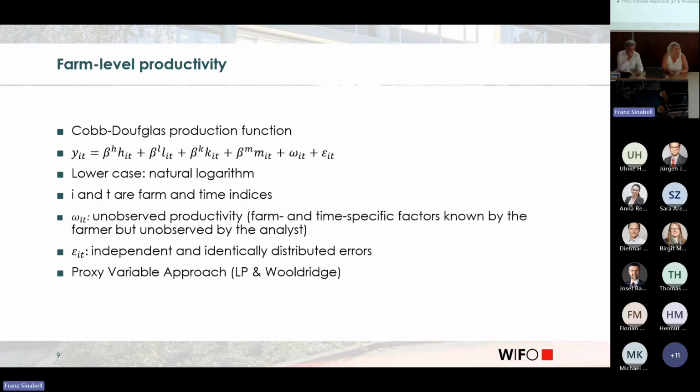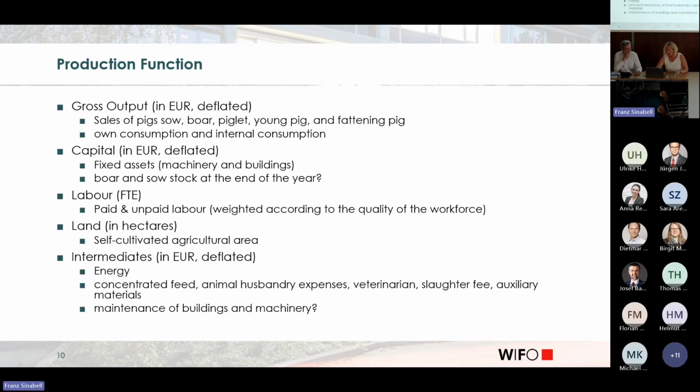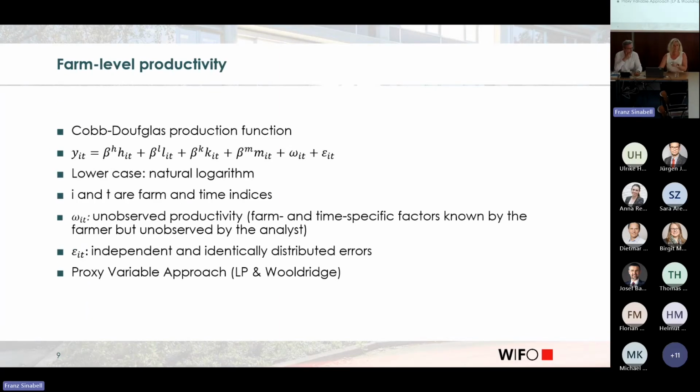We're going to use a semi-parametric approach, a so-called proxy variable approach. We follow Levinsohn and Petrin and Wooldridge as a robustness check. So I'm not going to go into detail on these estimation techniques, as most of you will know them. But of course, we can talk about them later on, about their advantages or disadvantages. So, can you elaborate on the components in the production function? Yes, I'm going to do that now.